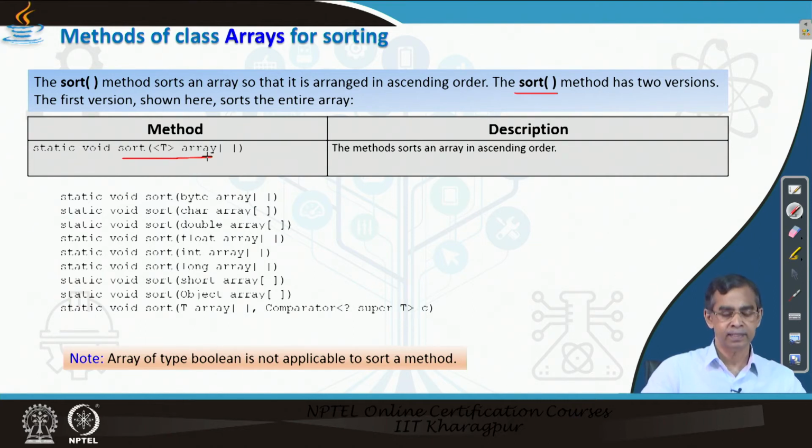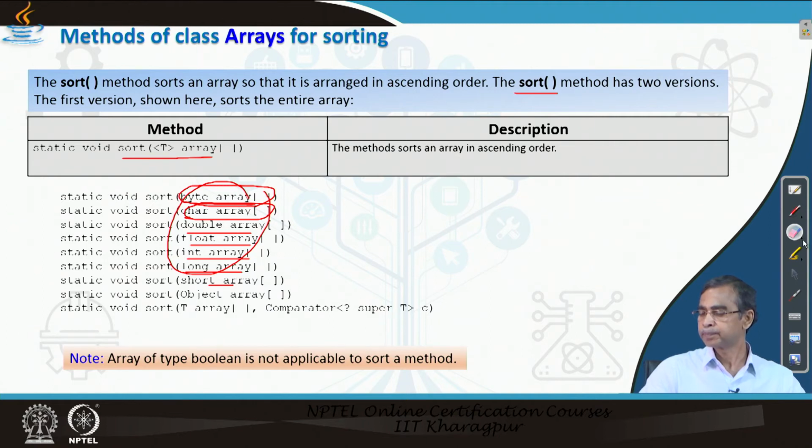Now, so far as sorting is concerned, it can sort any type of data. Here you see the different sort methods: you can pass an argument to the sort method that is an array of bytes, so basically sorting binary numbers. You can also use it for an array of characters, and double, float, integer, long, short. These are all the numeric types that you can sort using this method.